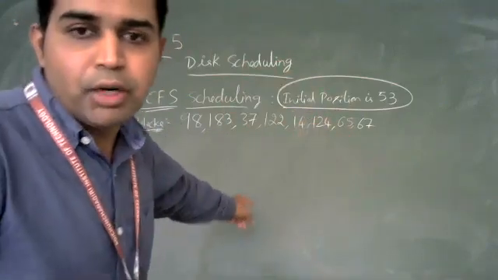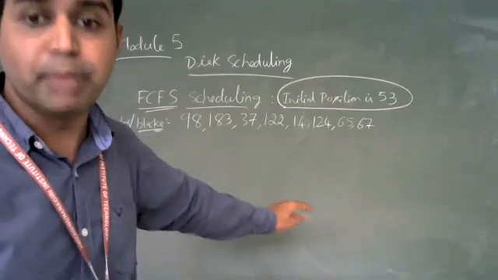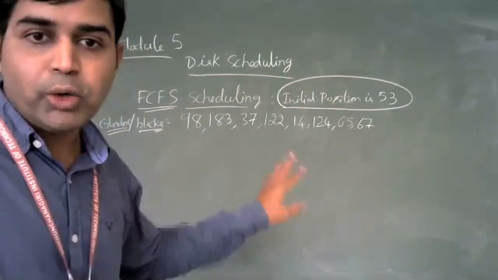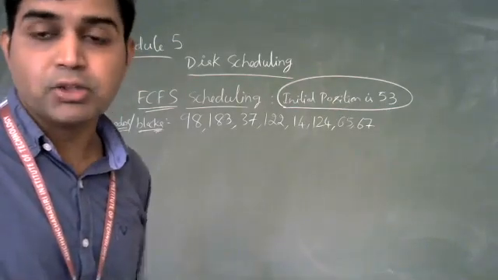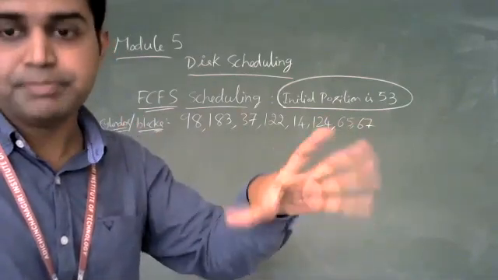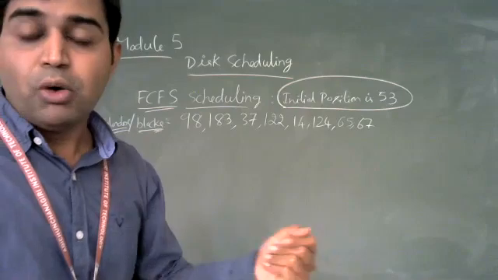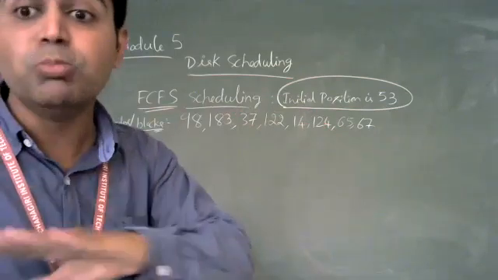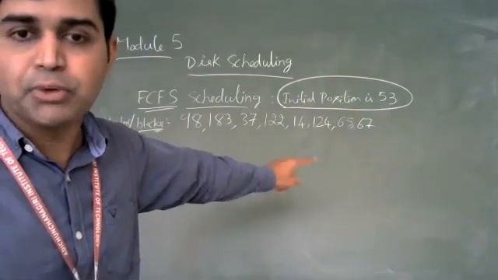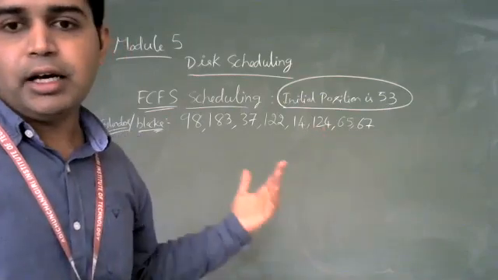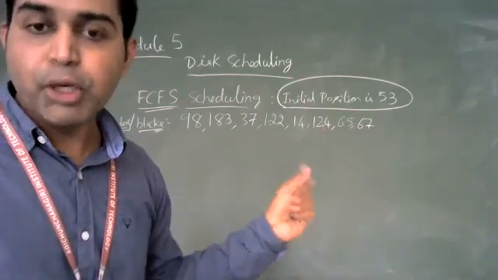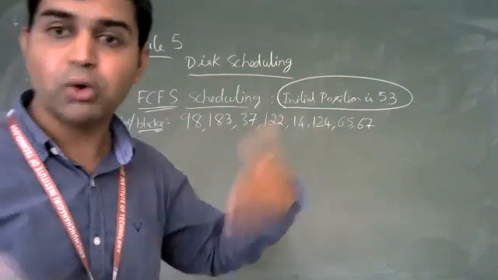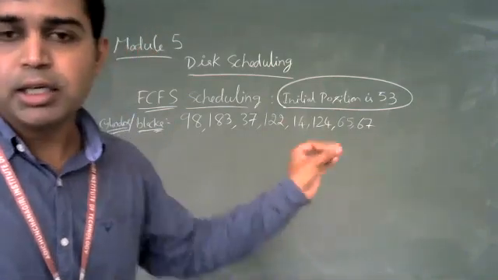And they have given some cylinder numbers or block numbers like 98, 183, 37, 122, 14, 124, 65 and 67. This indicates that your read-write pointer has to move to all these cylinders, and that's what they are asking. What we have to determine here is how many cylinders we have traveled in this particular journey, and we have to show that. Clear? That is the logic here.